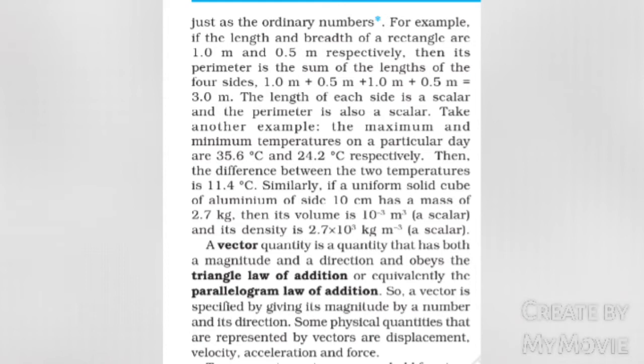A vector quantity is a quantity that has both a magnitude and a direction and obeys the triangle law of addition, or equivalently the parallelogram law of addition. So, a vector is specified by giving its magnitude by a number and its direction. Some physical quantities that are represented by vectors are displacement, velocity, acceleration, and force.